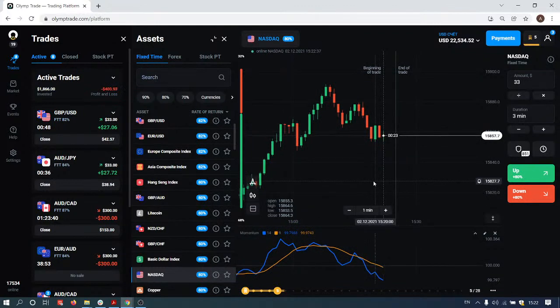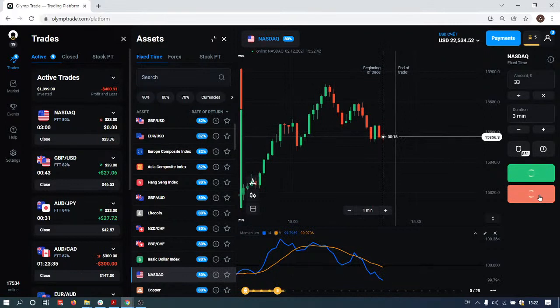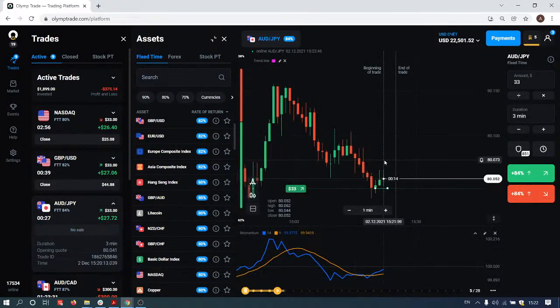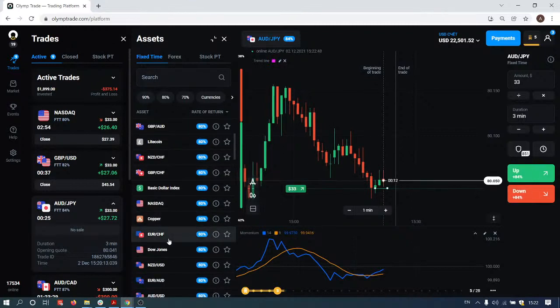Okay, let's give it a try. Open a trade in the downwards direction. 20 seconds to go on this trade.